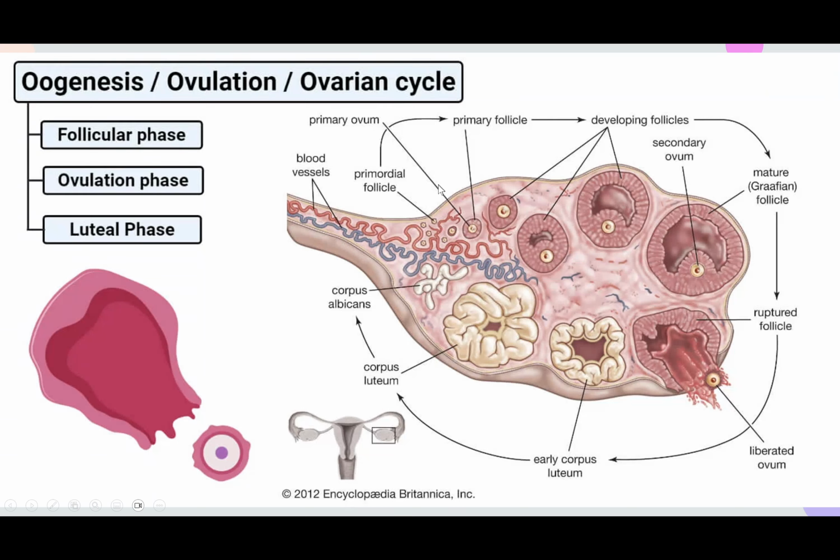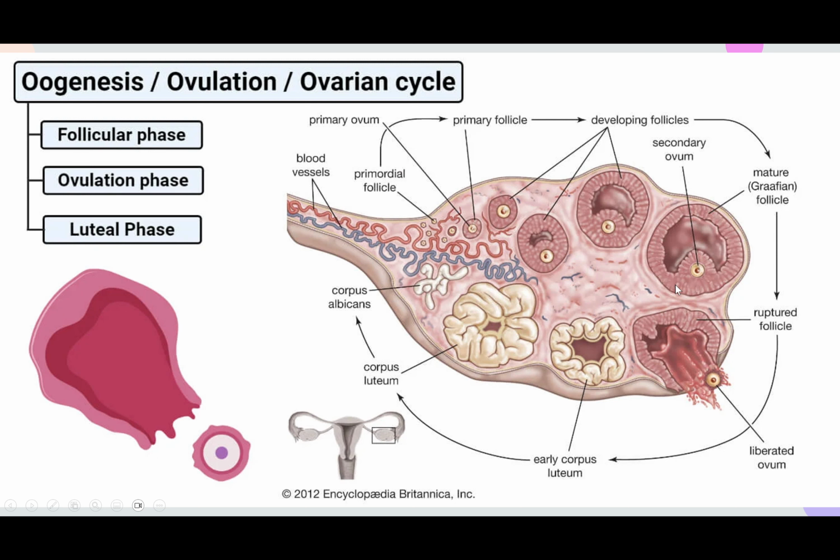We have a primordial follicle, and it develops into a primary follicle, with the primary oocyte in the middle. That is going to grow and develop through the surge of follicle stimulating hormone stimulating the growth of the follicle. So notice the follicle is now growing and developing into this huge Graafian follicle.